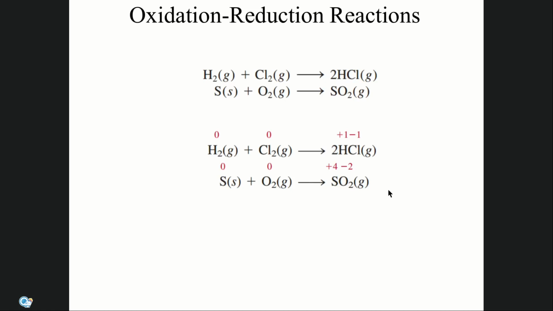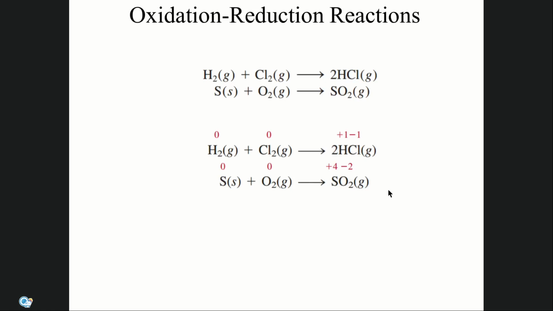Oxidation numbers enable us to identify elements that are oxidized and reduced at a glance. The elements that show an increase in oxidation number, for example, hydrogen and sulfur in these examples, are oxidized. Chlorine and oxygen are reduced, so their oxidation numbers show a decrease from their initial values.